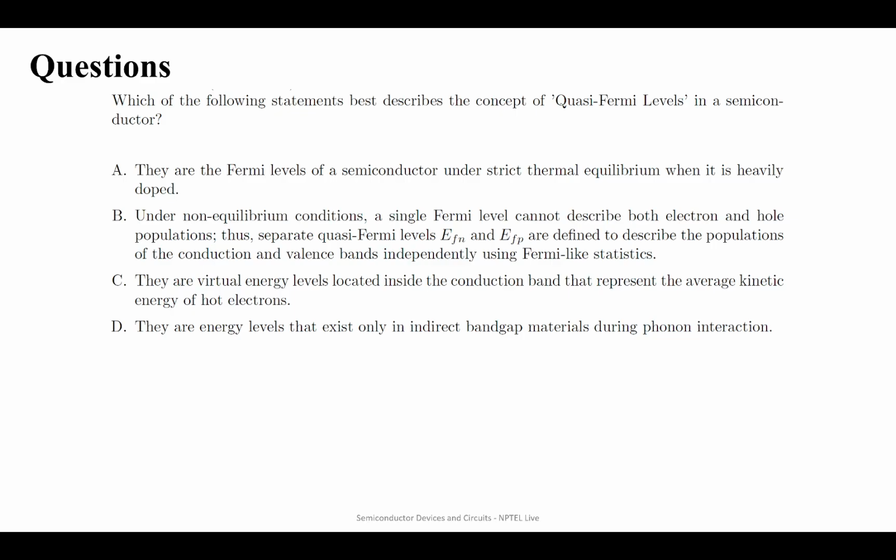Which of the following statements best describes the concept of quasi-Fermi levels in a semiconductor? They are Fermi levels of a semiconductor under strict thermal equilibrium where it is heavily doped. Under non-equilibrium conditions, a single Fermi level cannot describe both electron and hole populations. Thus, separate quasi-Fermi levels EFP and EFN are defined to describe the populations of conduction and valence band independently using Fermi-like statistics. They are virtual energy levels located inside a conduction band that represent the average kinetic energy of hot electrons. They are energy levels that exist only in indirect bandgap materials during phonon interaction.